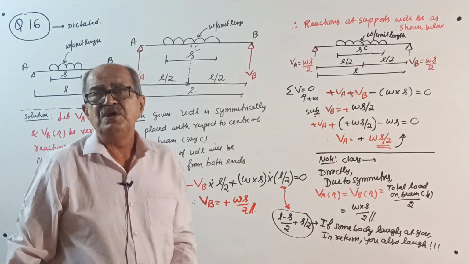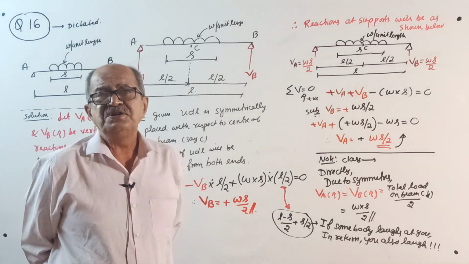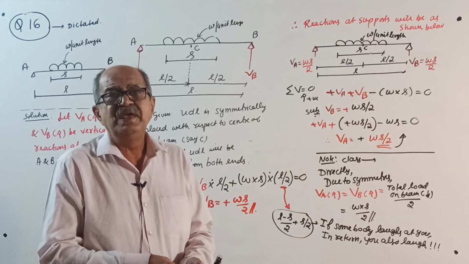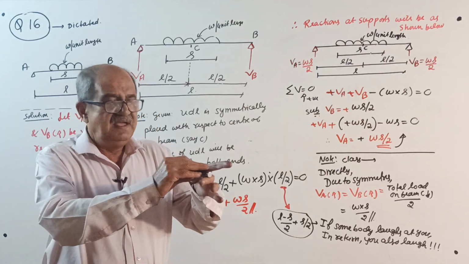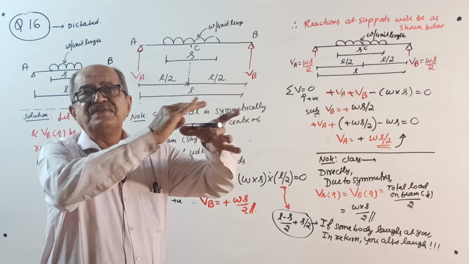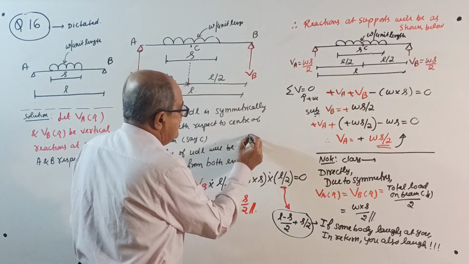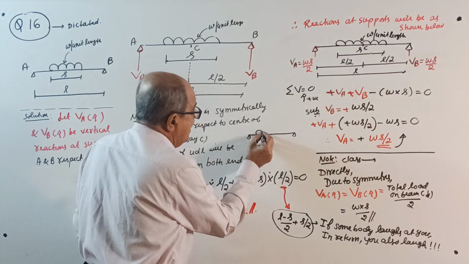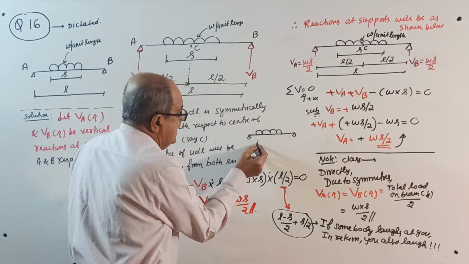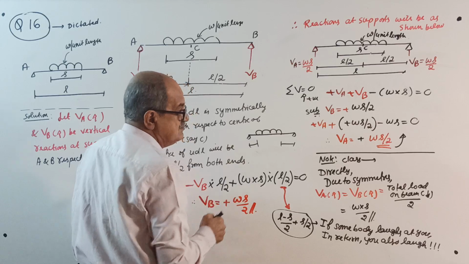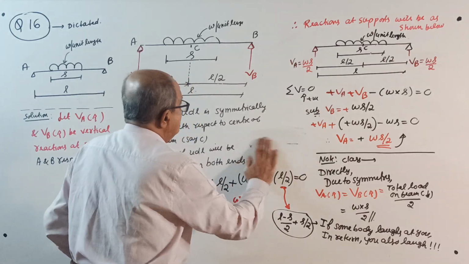You can make a note: UDL not starting from one end. UDL somewhere in the middle, inside portion. Either side gaps are there. Means, the general case. It will start somewhere here, end somewhere here. There is a gap here, there is a gap here. You write that one. Okay, now start.